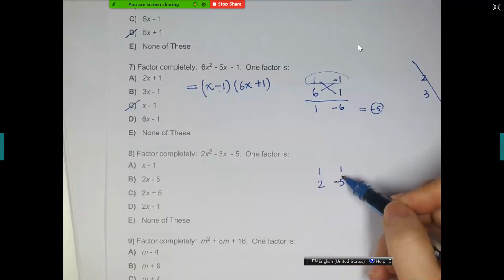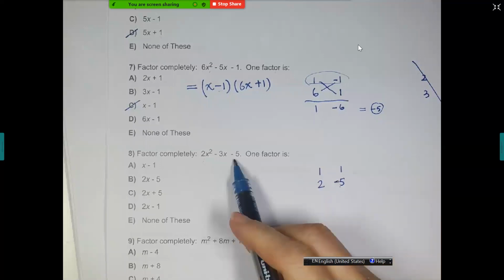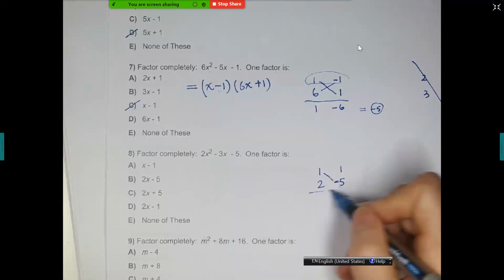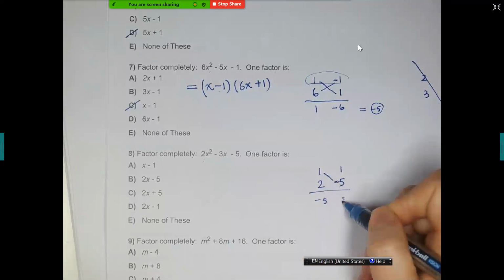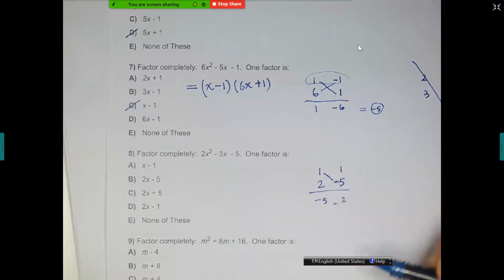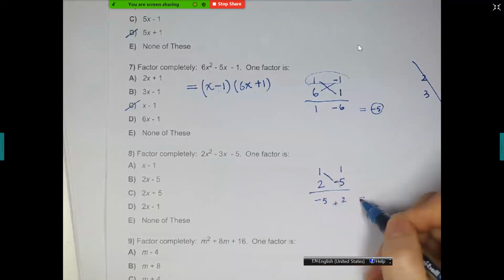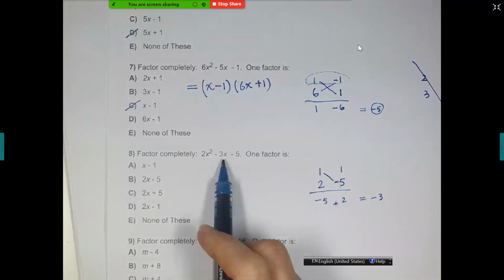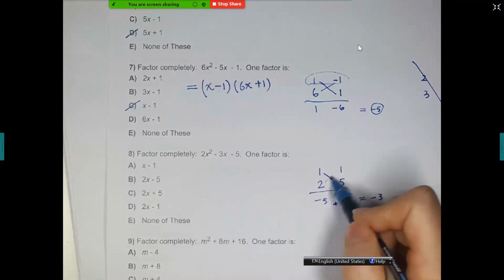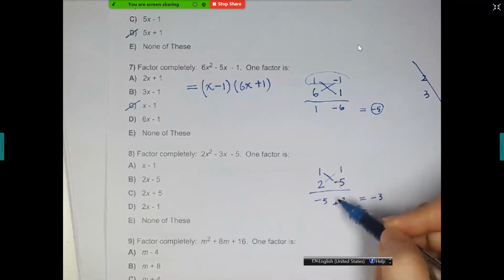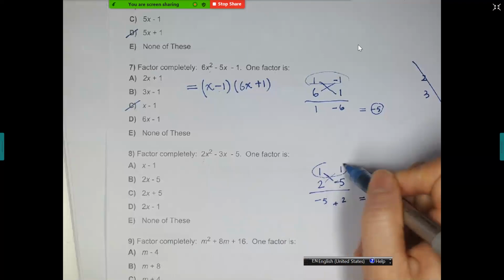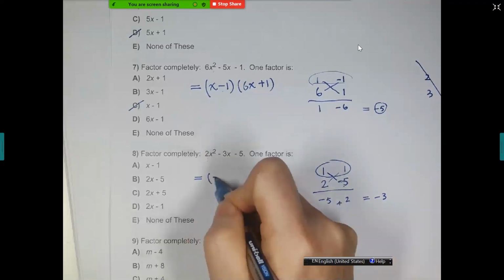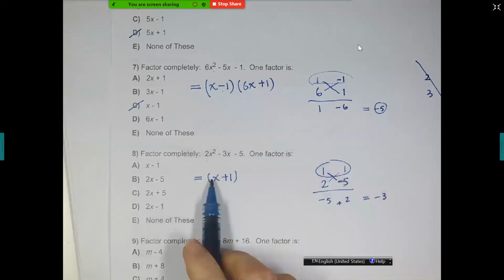So 1 times negative 5, that's negative 5. When I cross multiply, 1 times negative 5, negative 5. 1 times 2, that's 2. So negative 5 plus 2, what do we have? That's negative 3. Exactly the coefficient of the middle term. So those 4 numbers are the 4 numbers I'm looking for. And those 2 go to the first binomial. That will be x plus 1. So 1 here, 1 here, 1, 1.